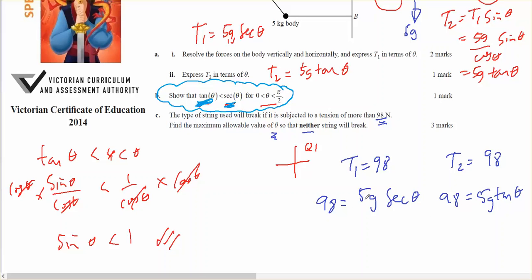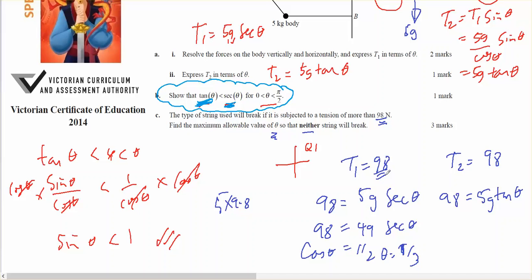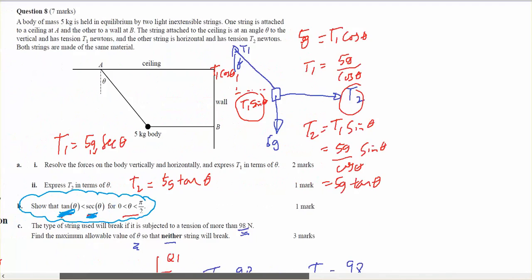Okay, 5G is 5 times 9.8, which is 49. So 98 equals 49 sec theta, which means cos theta equals a half, which means theta equals pi on 3. If it's bigger than 98, it's going to break, so the maximum that theta can get to is pi on 3, and if it's bigger than pi on 3, it's going to break.